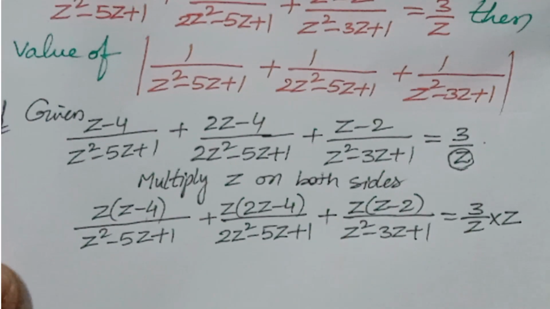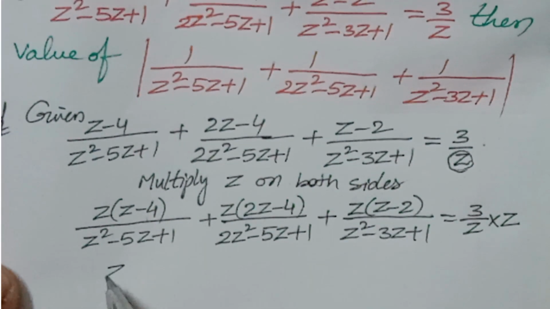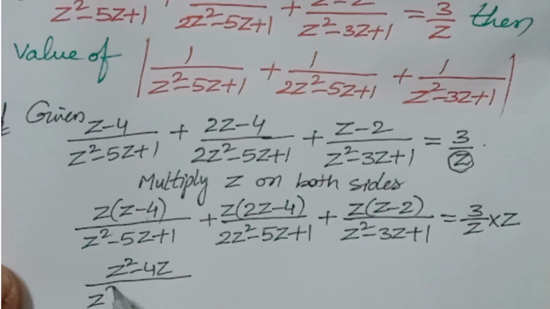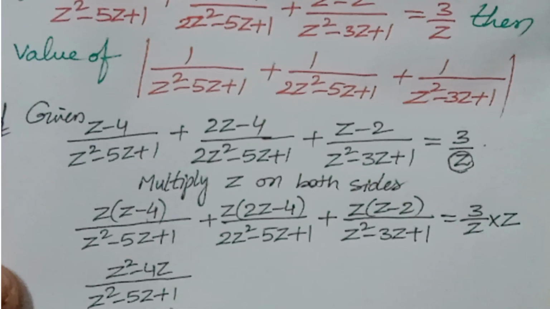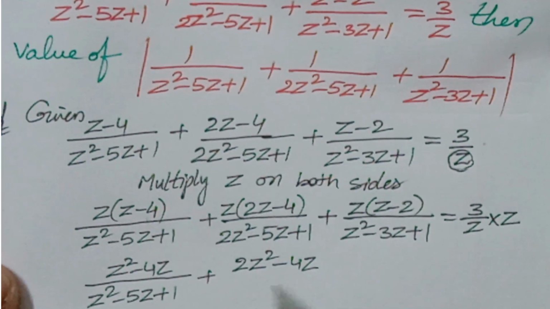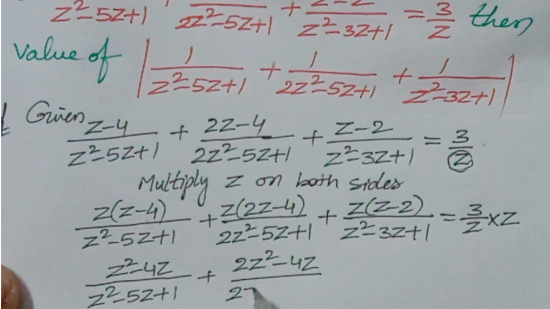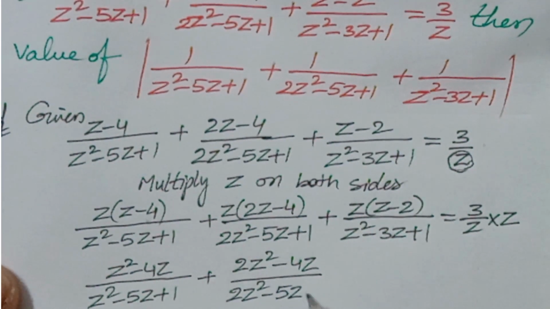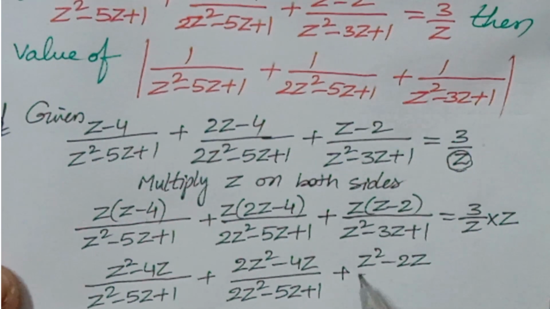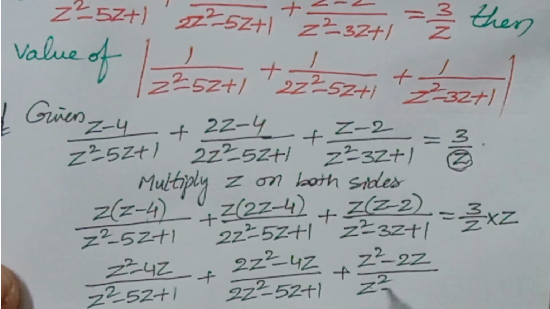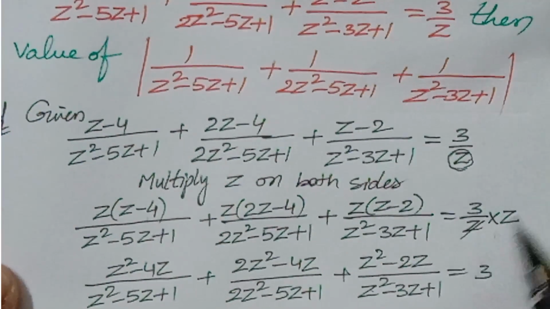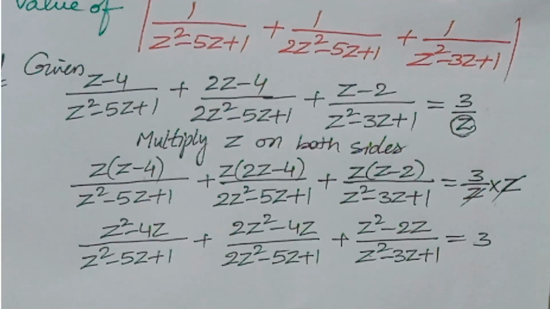Okay, what will we get now? Here (z² − 4z)/(z² − 5z + 1) + (2z² − 4z)/(2z² − 5z + 1) + (z² − 2z)/(z² − 3z + 1) is equal to 3. Z cancels out.